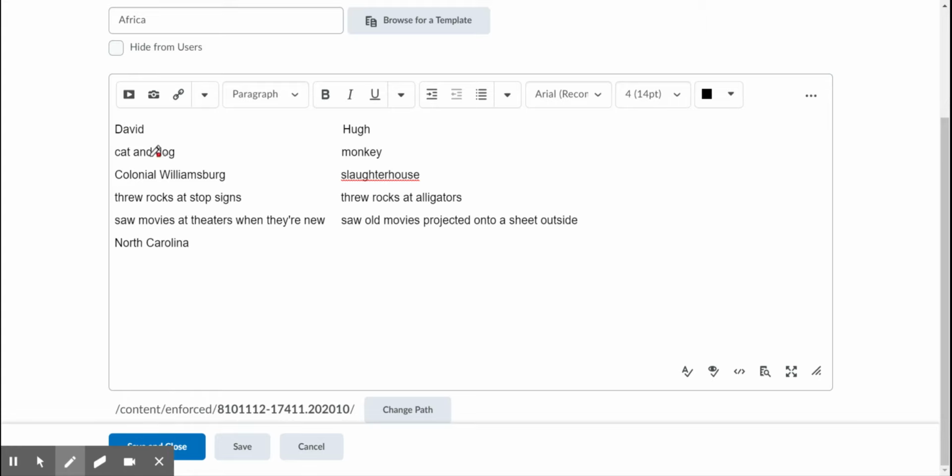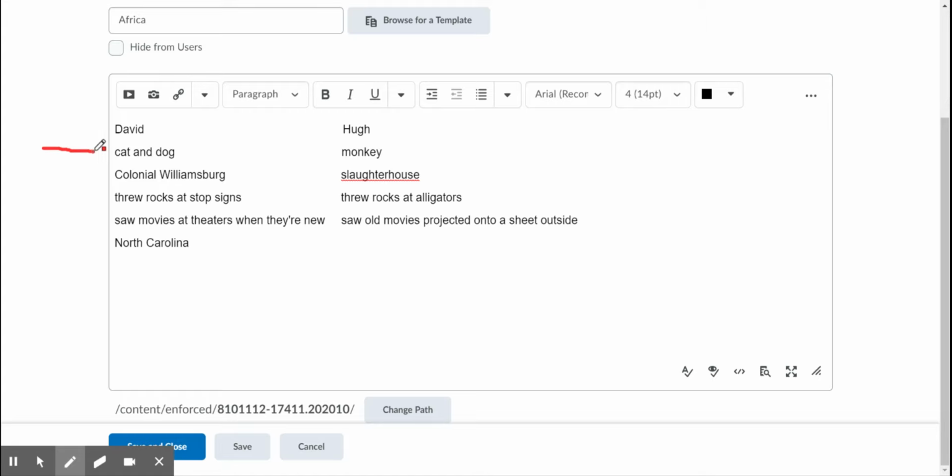When David was growing up, he had a cat and a dog as a pet, and Hugh had a monkey, which is totally freaking awesome. David's classes took field trips to Colonial Williamsburg, while Hugh's classes took field trips to a slaughterhouse. David threw rocks at stop signs, while Hugh threw rocks at alligators. David saw movies at theaters when they were new, and Hugh saw old movies projected onto a sheet outside.